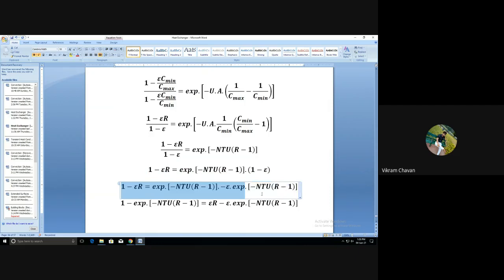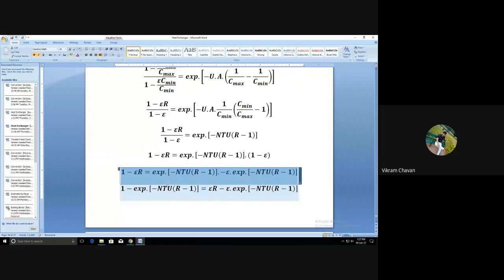Then if you multiply inside the bracket with this particular exponential term, we will get 1 minus effectiveness R, which will be equal to the exponential term minus effectiveness, because the exponential term multiplied by 1 will be only the exponential term, and if you multiply the exponential term with effectiveness, it will be effectiveness multiplied by the exponential term. So we will get 1 minus effectiveness R equal to exponential inside the bracket minus NTU multiplied by R minus 1, minus effectiveness multiplied by exponential of inside bracket minus NTU inside bracket R minus 1, bracket complete, square bracket complete.